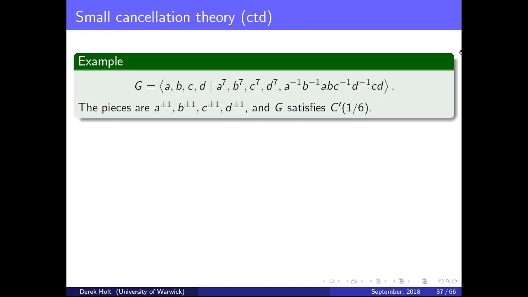Here the pieces are just the generators and their inverses. And you notice every piece, the fraction of the whole word it occupies, is less than a sixth. That's why I put seventh powers. If I put sixth powers, this wouldn't work. Because I put seventh powers, the piece A is a seventh of the length of the relator, and a seventh is less than a sixth. And the other one's got length 8. This is a nice convenient example because the pieces are all length 1, but of course a lot of presentations this won't work. So anyway, that satisfies C prime sixth.